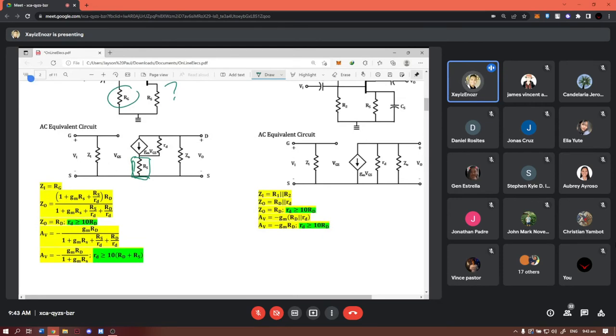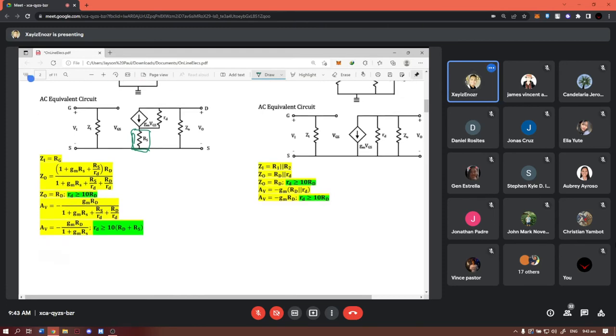So magkakaproblema lang siguro tayo dito sa may output. So our output impedance is yan. Napakahabang formula, hindi ko nababasahin. Tignan nyo na lang. So 1 plus GMRS plus RS over RD multiplied RD over 1 plus GMRS plus RS over RD plus RD over RD. Okay, so napakahaba niyan. But take note, kapag ang ating dynamic resistance is mas malaki by far sa drain resistance, we can just simply put yung ating output impedance as equal sa drain resistance din.